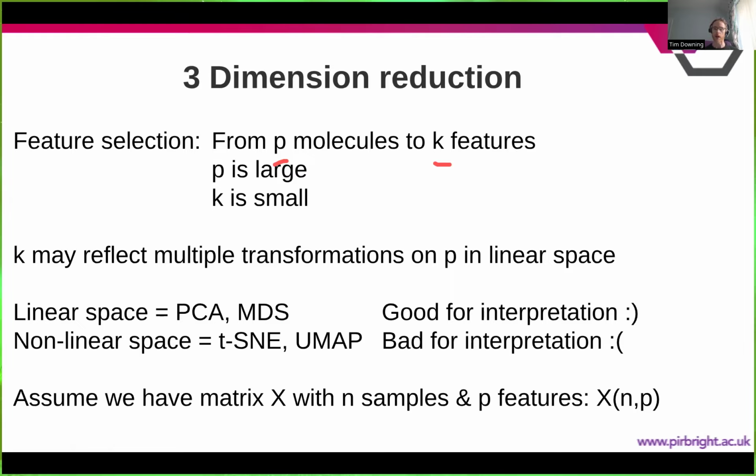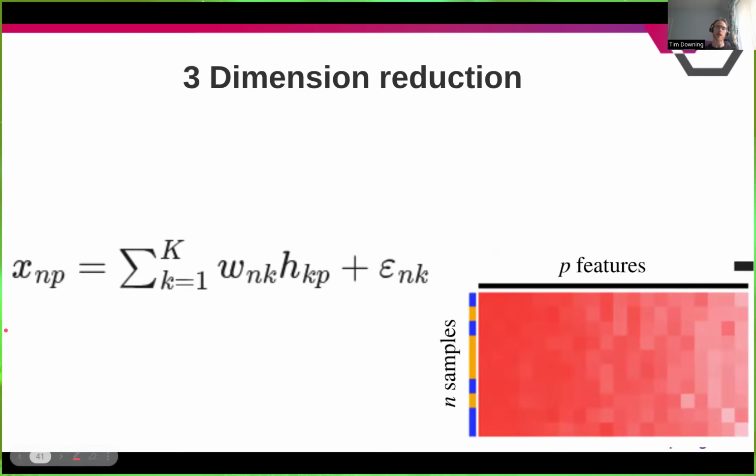And here we're talking about where we have some large matrix X, where we have n samples across the rows and p features across the columns. We want to reduce that number of features to a manageable number that can tell us something about this data. So we take that matrix X, just some big table like this with a bunch of samples and a bunch of features, and simplify it.